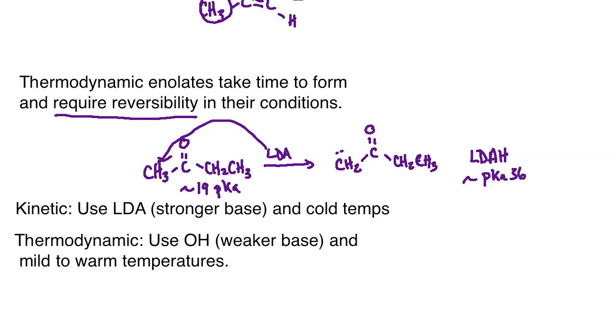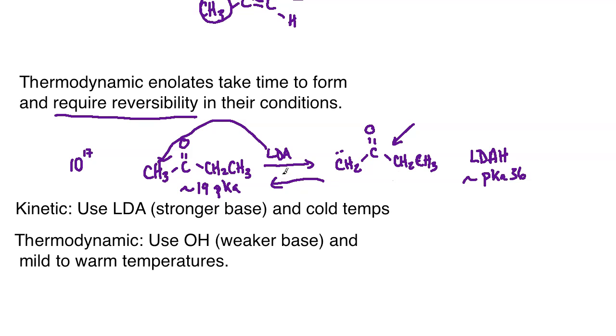And when I say that, what I mean is if we've got 19 and 36, 36 minus 19 is 17, and so the order of magnitude in difference between their acidity is 10 to the 17th. So what that states is that every single time that the LDA attempts to go back this way and make it reversible, 10 to the 17th of these butanone molecules will come over into this form right here.